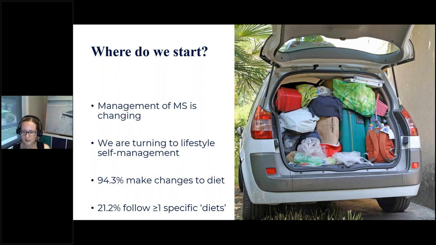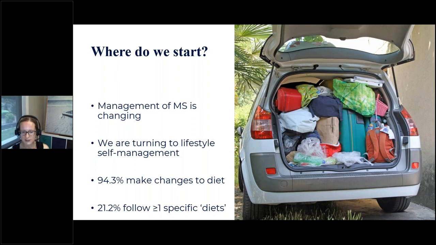I think one of the reasons why self-management is becoming increasingly popular now is because of the idea that lifestyle can make so many different changes to the ways that we are responding to various medications, but also in terms of how we're responding to the disease overall.